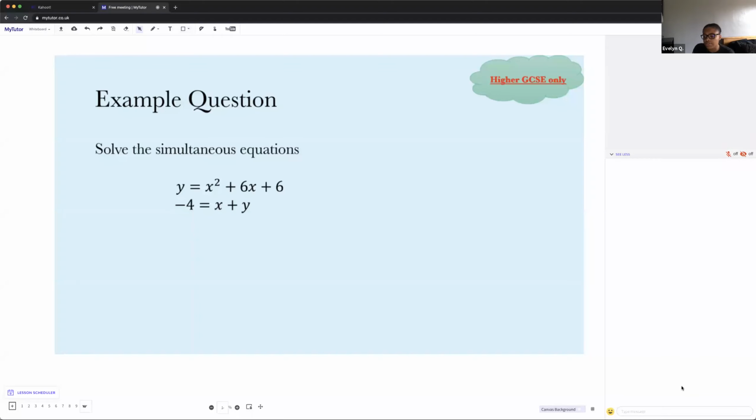Someone asked, why are there 2 values of x and y? That's actually a really good question. The reason why is because it's a quadratic equation. When you solve quadratic equations, you usually get 2 solutions for x. So because you've got a quadratic equation in this simultaneous equation, you're going to get 2 values for x and 2 values for y. It's not always the case, but it is very common for you to get 2 values for x and 2 values for y.